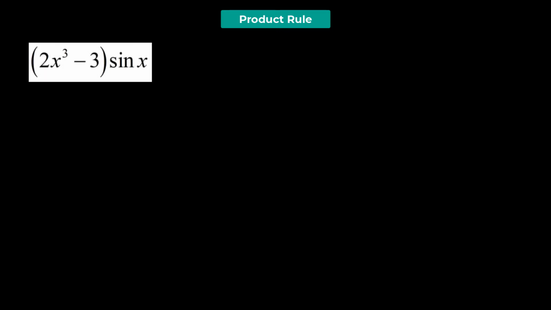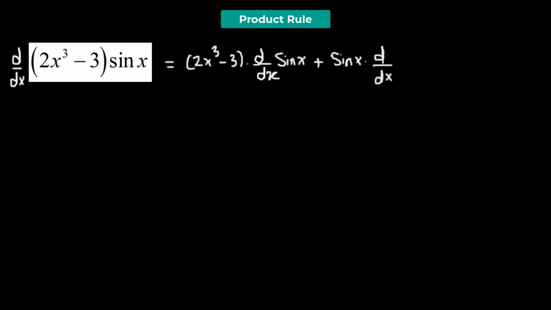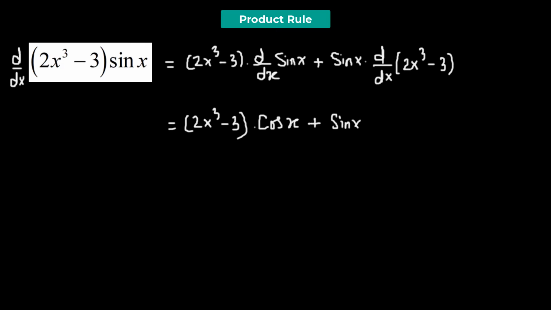So we have the function 2x cubed minus 3 multiplied by sine of x. So we have to find its derivative. Let's consider 2x cubed minus 3 as the first function, to be multiplied by the derivative of the second function, that is sine x, plus the second function, sine of x, multiplied by the derivative of the first function, which is 2x cubed minus 3. So we have 2x cubed minus 3 times the derivative of the sine function, which is cosine of x, plus sine of x multiplied by the derivative of 2x cubed.